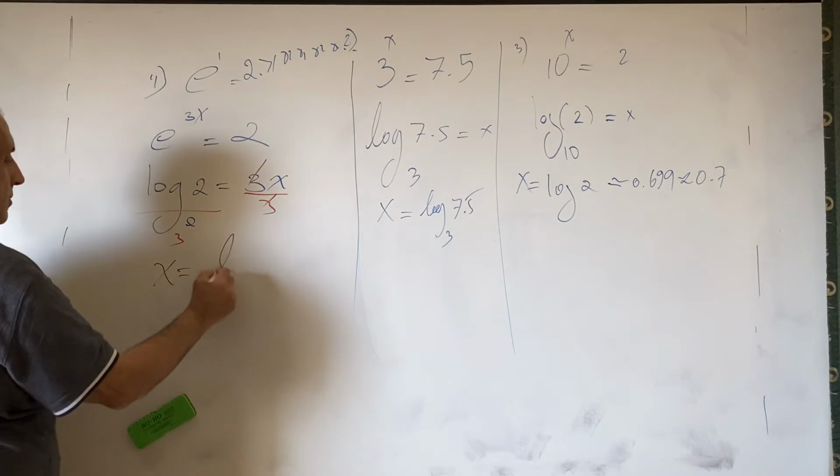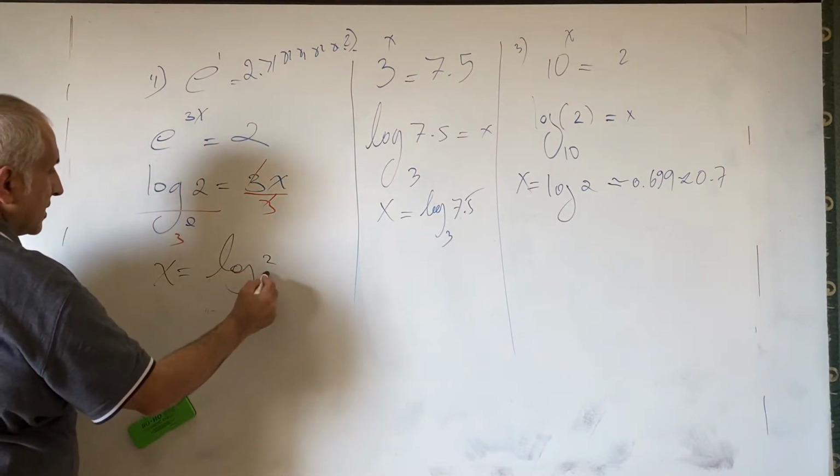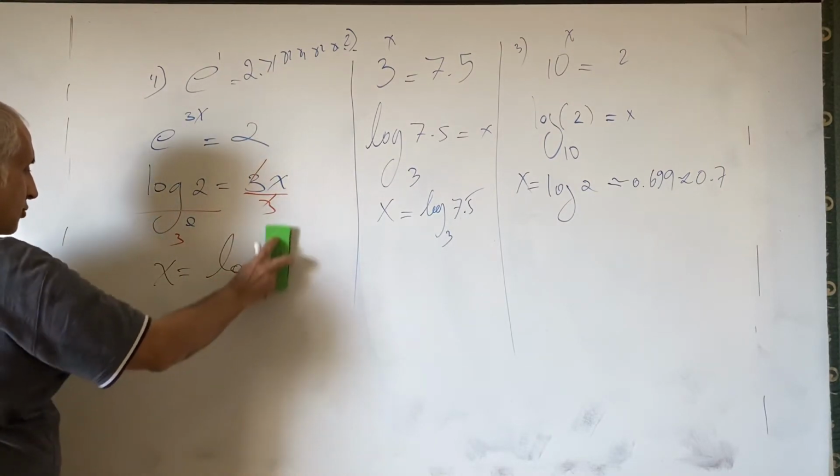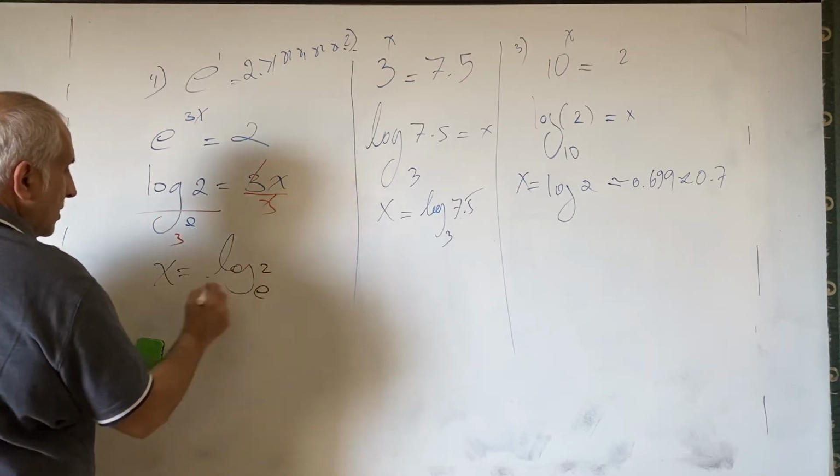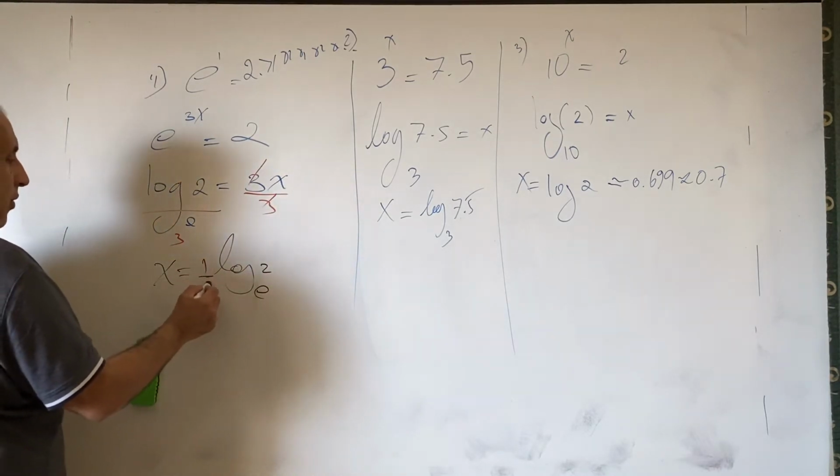So the final answer, I can put it like this: x equals log 2 to base e. Maybe I should write it nicely. I keep some space here. Log 2 to base e. And there's a 3 here. I can write it like 1/3.